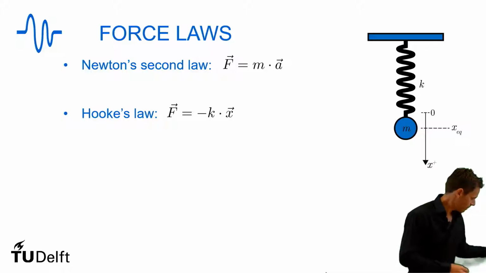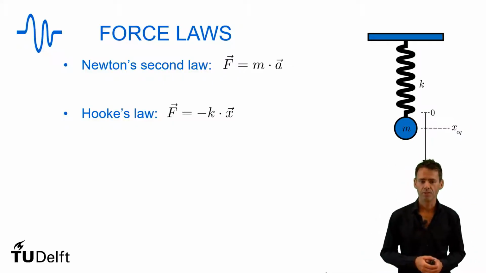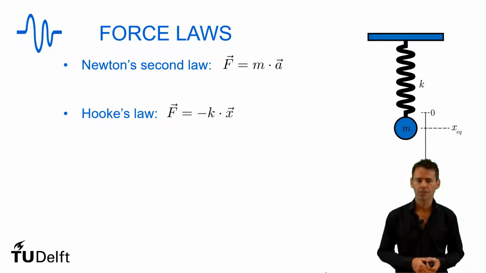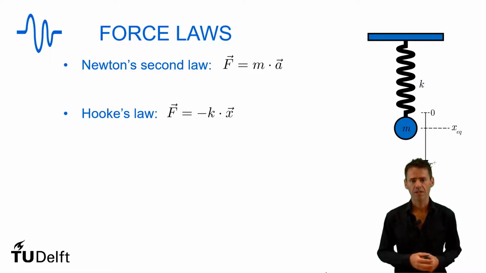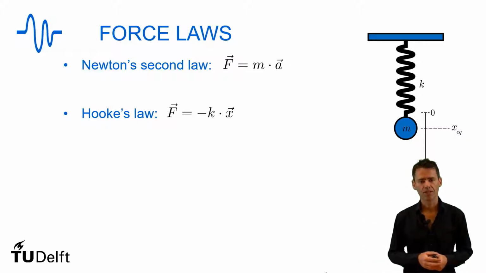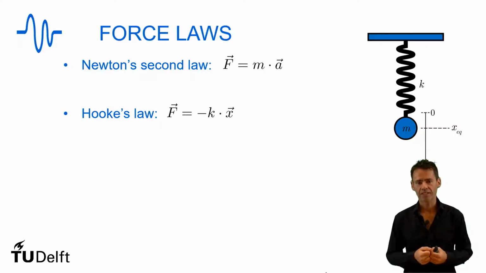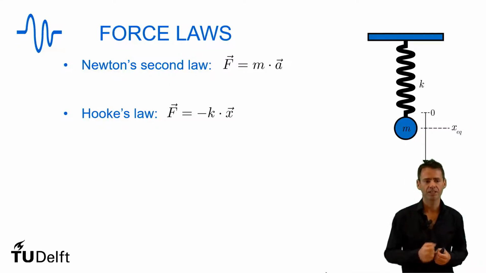And now, we can describe the motion of this mass suspended on the spring using two laws. The first one is Newton's second law. That states that the force exerted on a mass of m gives rise to an acceleration a. But secondly, we use Hooke's law, which states that if I extend this spring a little bit with distance x, I get a force proportional to this extension with spring constant k, but in the opposite direction to the extension.